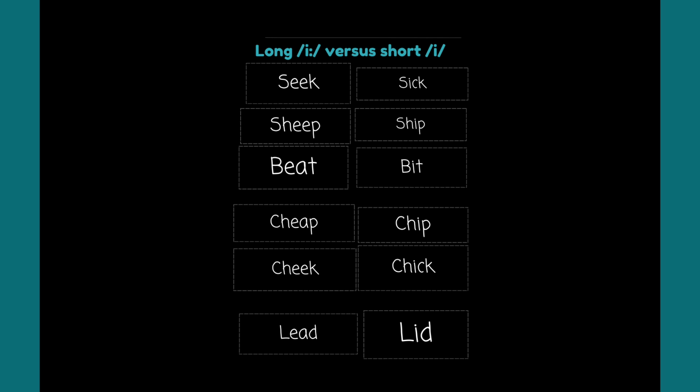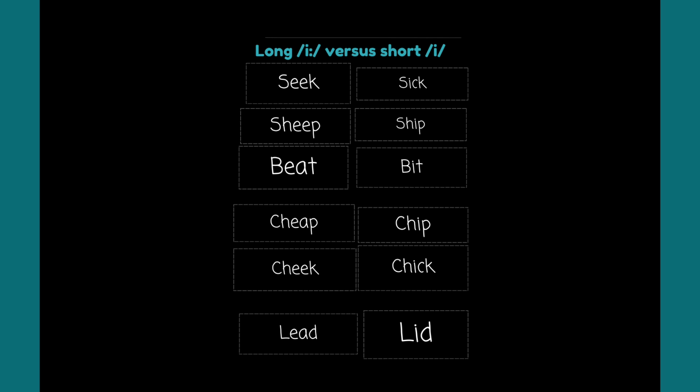We have ship and sheep. We have bit and beat. We have chick and cheek. We have lid and lead. You can pronounce along with me again, the other way around. Seek, sick. Sheep, ship. Beat, bit. Cheap, chip. Cheek, chick. Lead, lid.